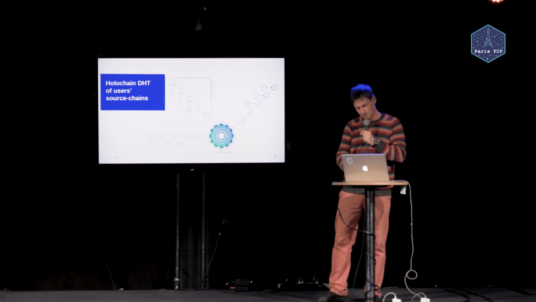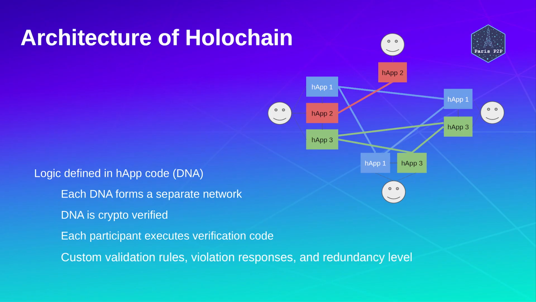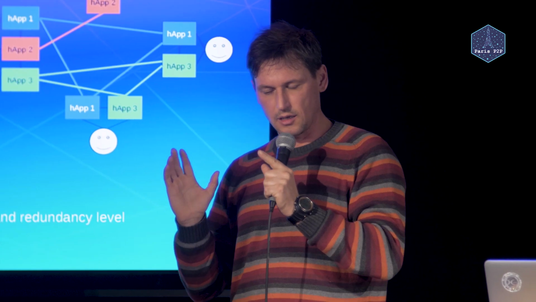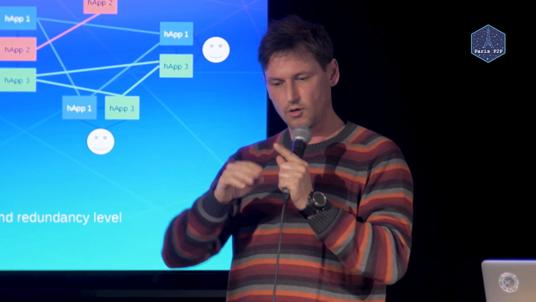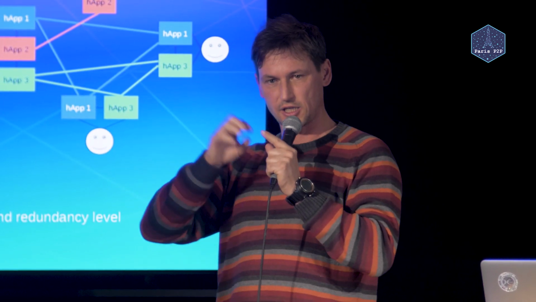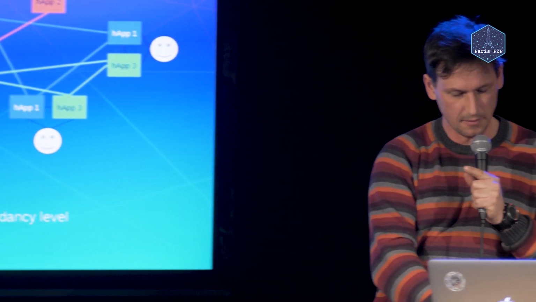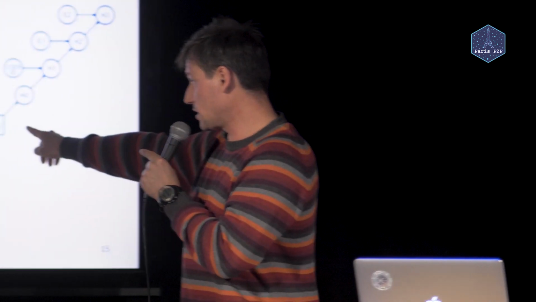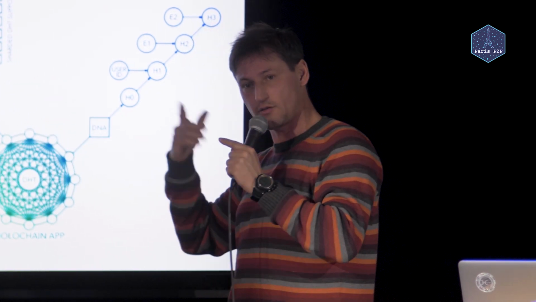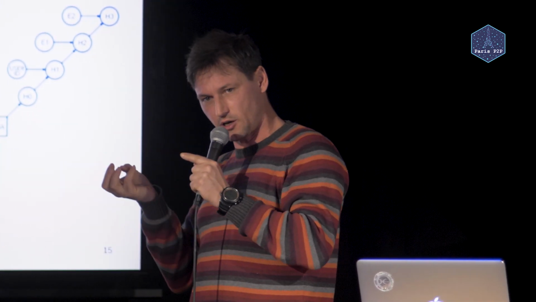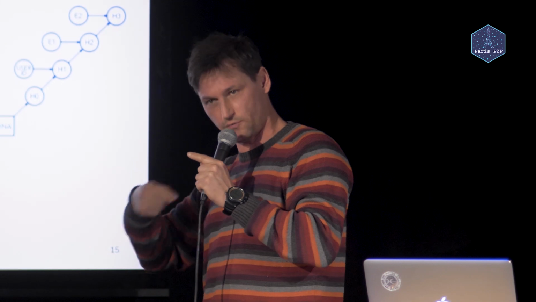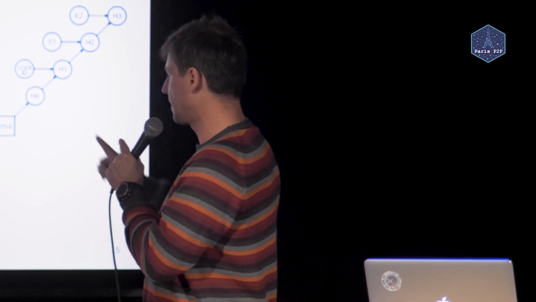And what consequences does it have? It has the consequence that each DNA actually creates a separate network. So I will write the code that wants me to talk about cats. I write the code, I hash it, it creates the hash. Everybody on the network knows with which application they are interacting through that hash, because they have to download this code to their local Holochain instance to be able to verify the information.